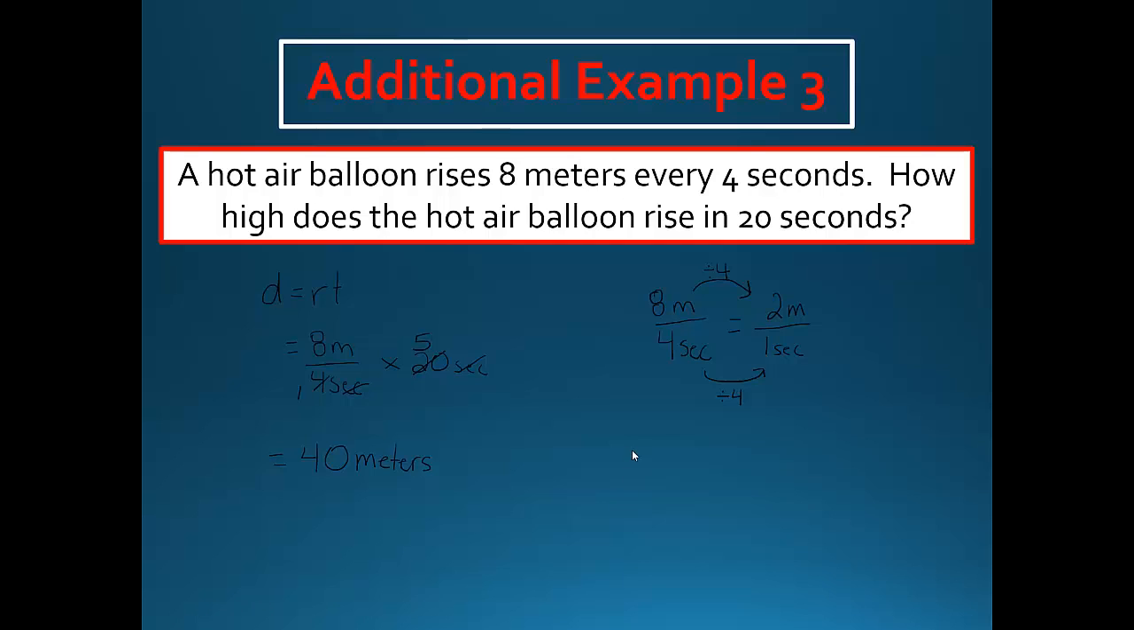So if it's 2 meters per second, we can then multiply that by 20, and that'd be 20 seconds. So our seconds will cancel. And then 2 times 20 equals 40. So again, we're going to get 40 meters.